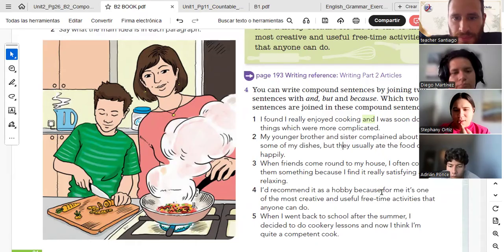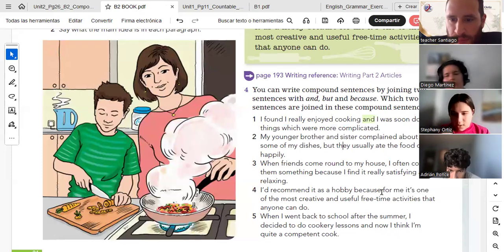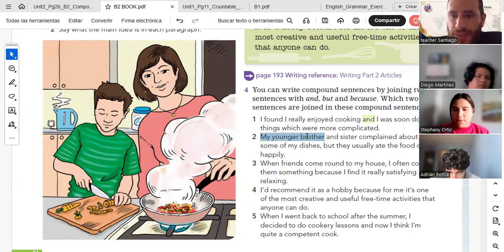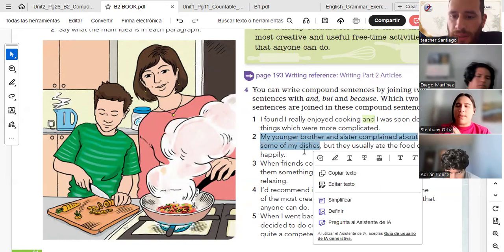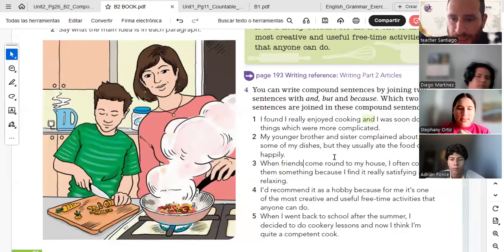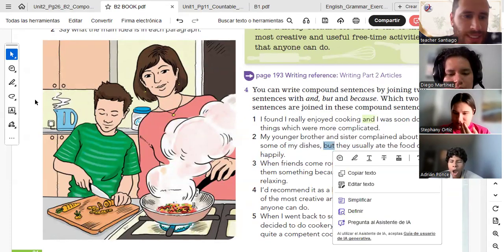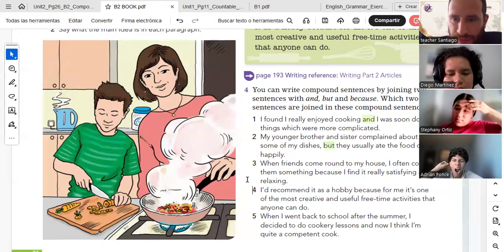Okay. Stephanie, go ahead. Number 2, please. My younger brother and sister complain about some of my dishes, but they usually ate the food quite happily. Okay, so the two sentences. The first sentence is my younger brother and sister complain about some of my dishes. The second, they usually eat the food quite happily. Yes, you're right. And the connector is but. Okay, so far so good.